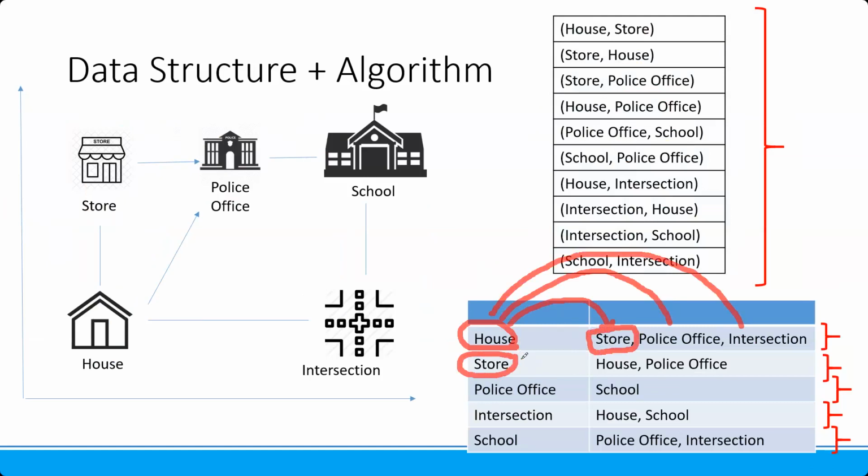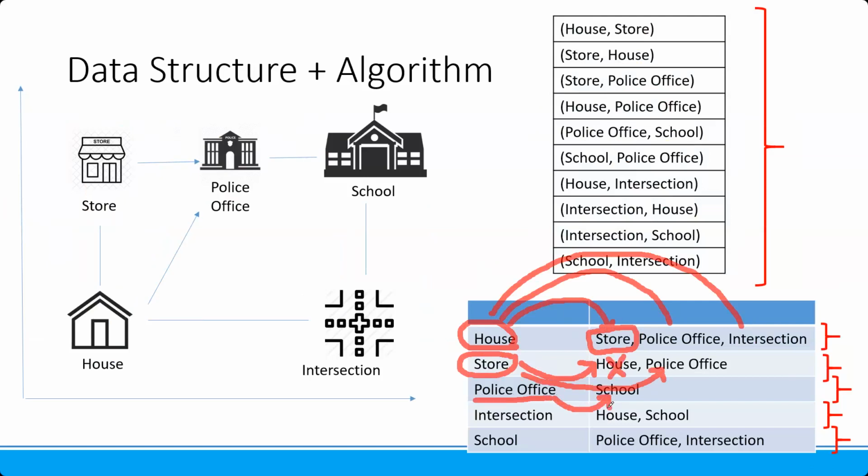From store, I can select which one is the least distance. To house, of course, this is not the option. From store to police office, this is the only option. So we can go to the next, the police office. And the police office has only one destination, which is school.